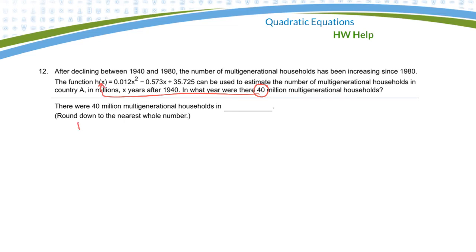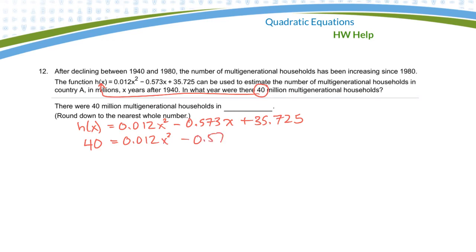So the function is h of x is equal to 0.012x squared minus 0.573x plus 35.725. So I'm plugging a 40 in right here. 0.012x squared minus 0.573x plus 35.725. It's a quadratic, so I need to make it equal to 0.